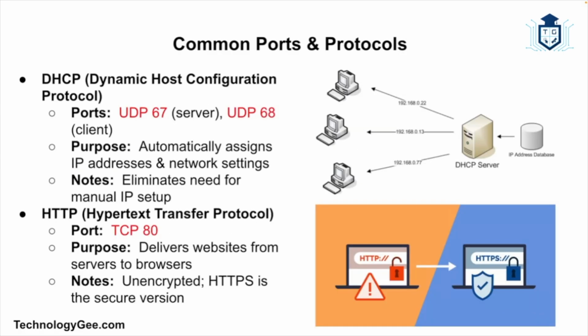All right, next we have the Dynamic Host Configuration Protocol, or DHCP, which uses UDP port 67 on the server side and UDP port 68 on the client side. This automatically assigns IP addresses to devices. DHCP reduces manual configuration by assigning IP addresses, gateways, and DNS settings dynamically. Then we have HTTP, or Hypertext Transfer Protocol, which uses TCP port 80. Basically, this transfers web pages from servers to browsers. HTTP is used for loading websites, and it is the foundation of data communication on the web. However, it is not secure on its own.